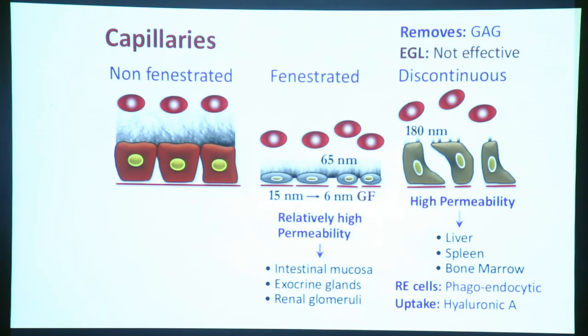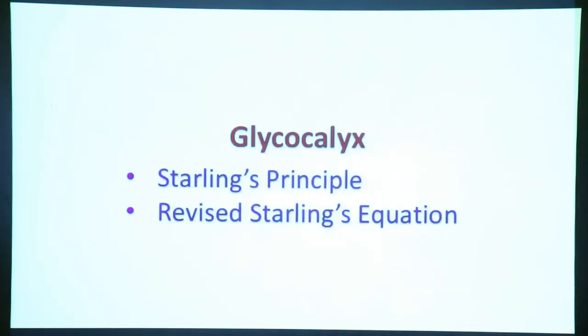Now, all which I had talked about glycocalyx was these capillaries which are non-fenestrated, least permeable, and they are present in skin, lungs, CNS and muscles. So what's the importance of glycocalyx? What do we talk about intercellular fluid change? Remember, we had Starling's principle, right?